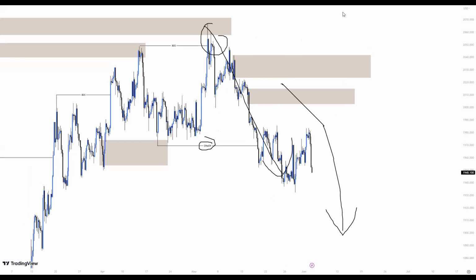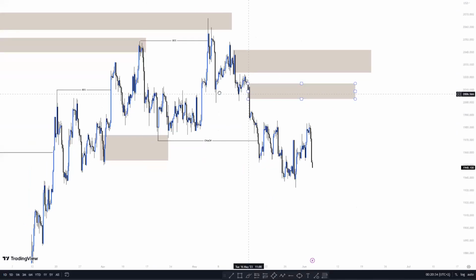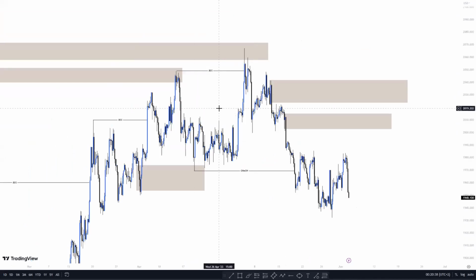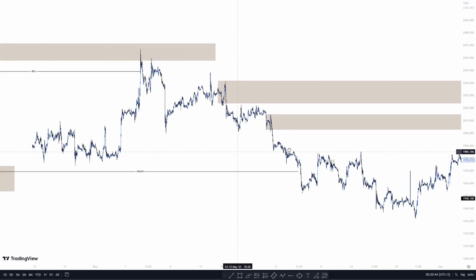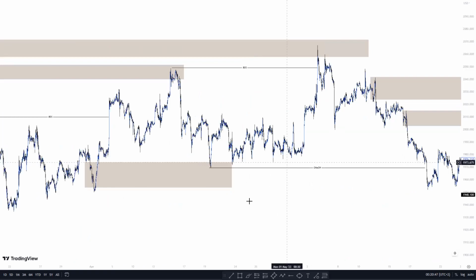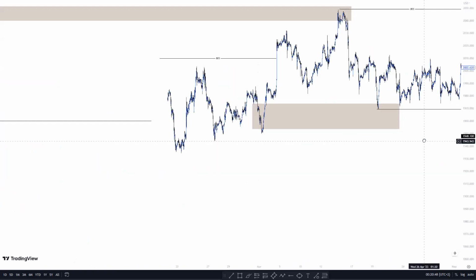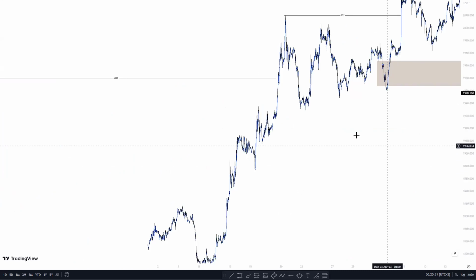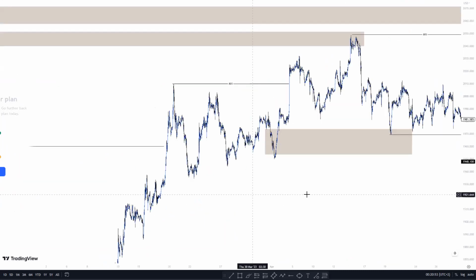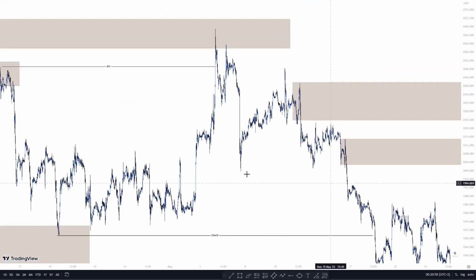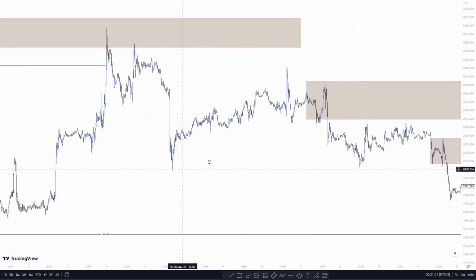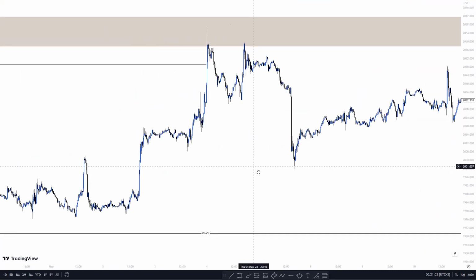Now let's have a look at external structure and internal structure. We'll just be looking at internal structure here only, not the whole thing. Probably you can do your own analysis. Now let's see where we were going to take the entry.